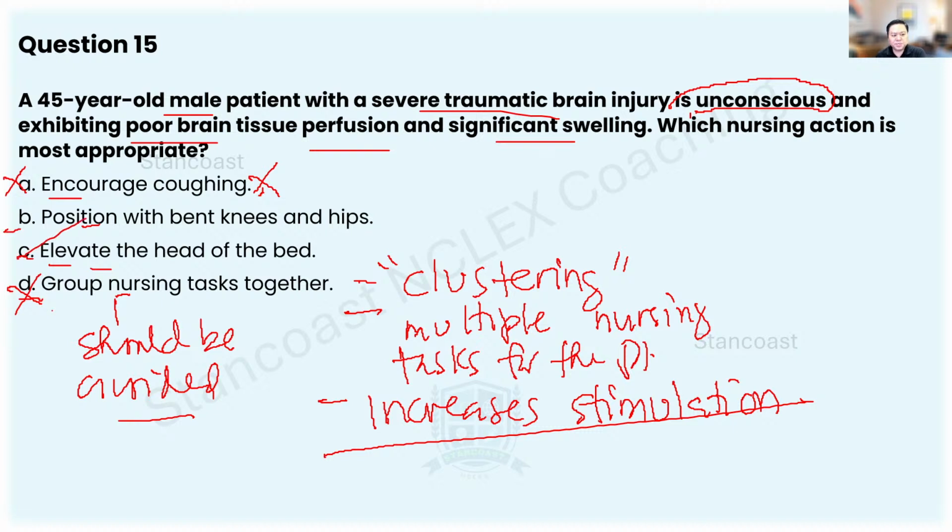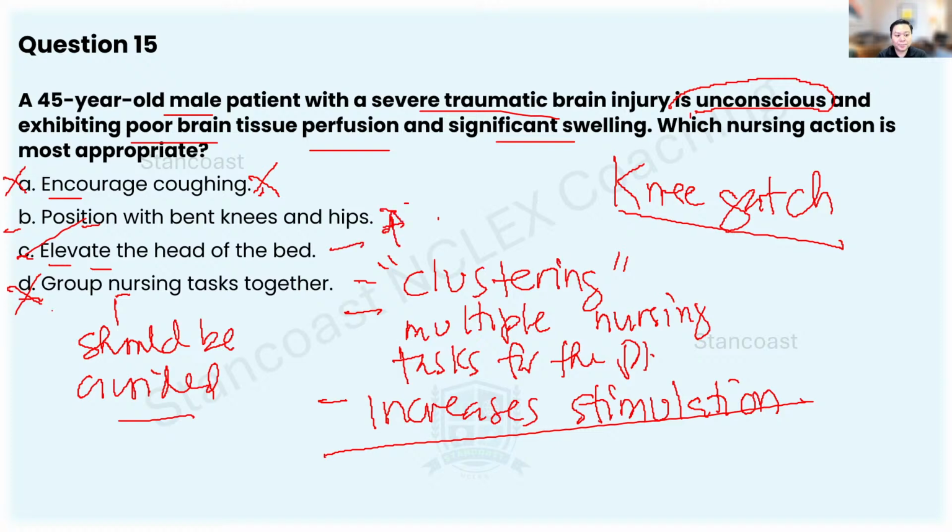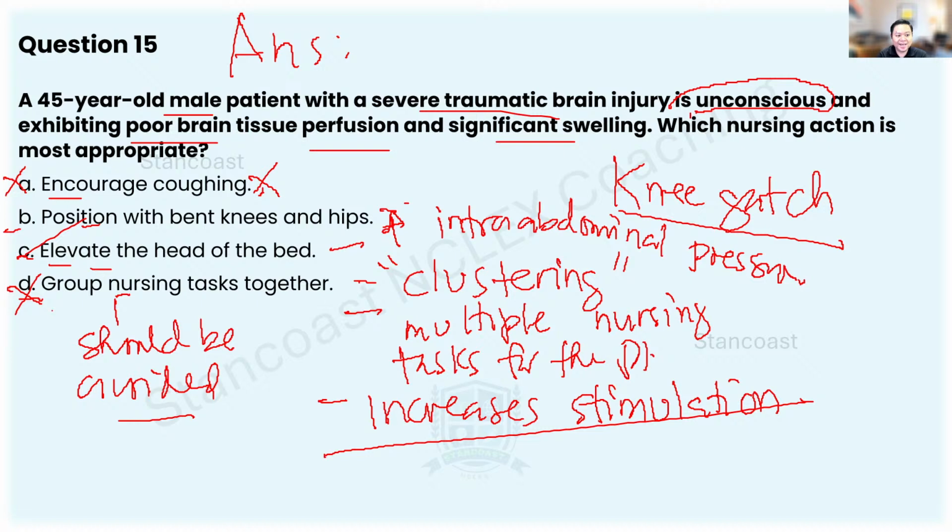What about letter B? Position with bent knees and hips. Remember that when you are bending the patient's knees or applying the knee gatch when you're adjusting the bed, this can increase intra-abdominal pressure. Yes, it can. And with that, it can subsequently cause elevation of the ICP as well. So our best action for this patient is to elevate the head of the bed. Letter C, greater than 30 degrees angle. Our patient is unconscious, exhibiting poor brain tissue perfusion. Right. Yeah. So this is also incorrect.